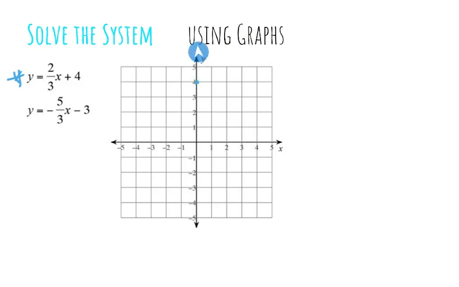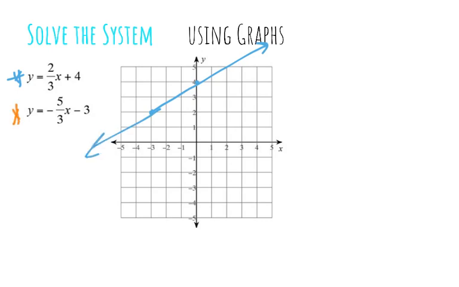So even though I went positive 2 up and positive 3 to the right, because my slope is positive, I can actually do the same thing by going down 2 and left 3, right? A negative over a negative is the same thing as a positive. So from 4, I'm going to go down 2 and to the left 3, and I get this point. Any 2 points make a line, so I have 2 points to make my fancy little line.